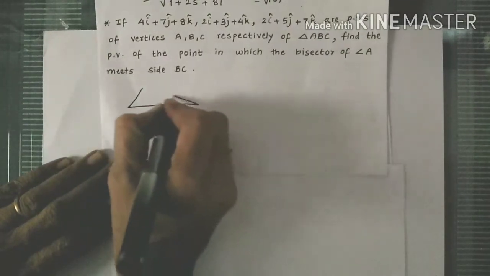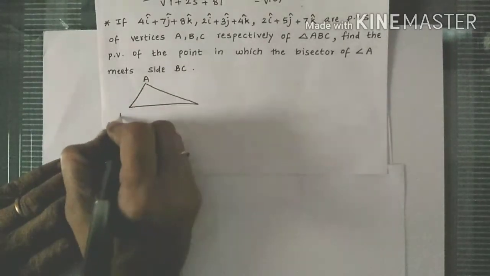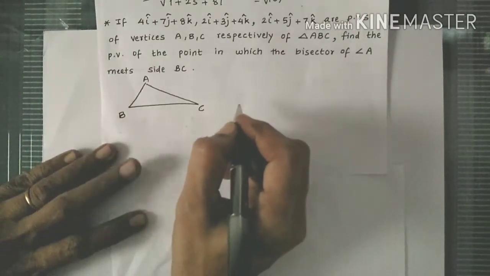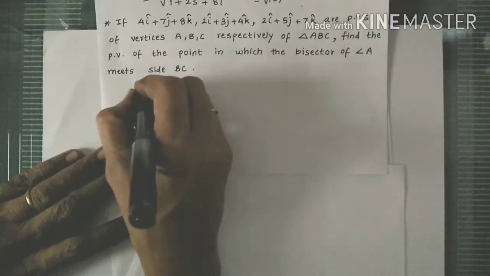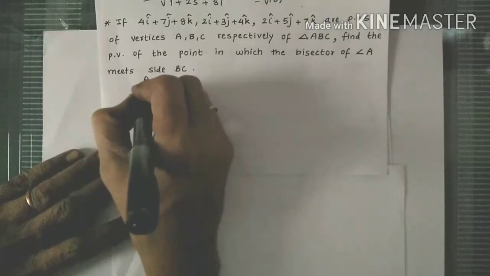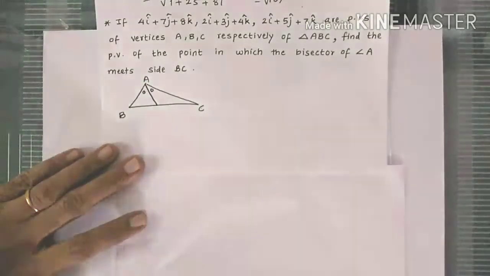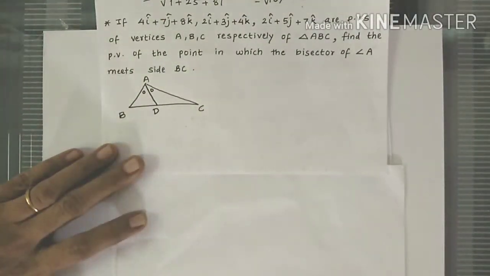Let this be triangle ABC. Now what is given is angle bisector of angle A meets side BC. That point we have to determine. So let's draw the angle bisector. See, this is angle bisector of angle A, and it meets the side BC in point D. So we have to find the position vector of point D.